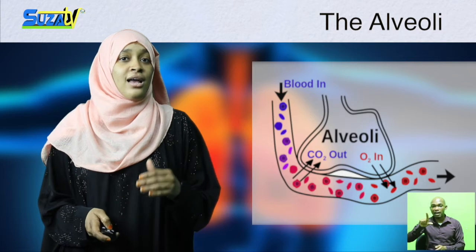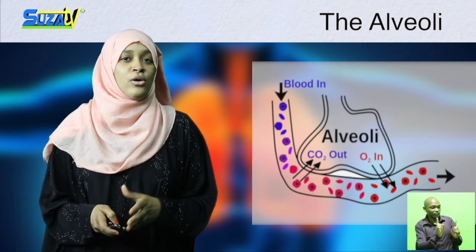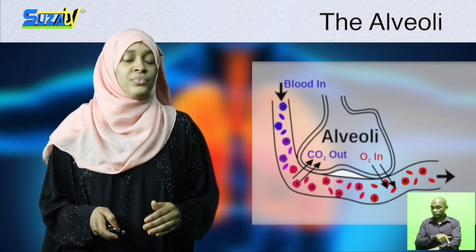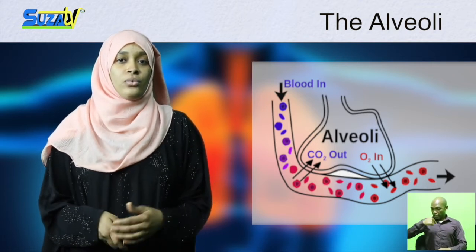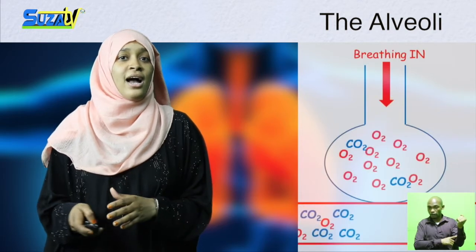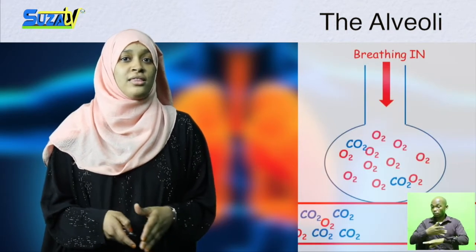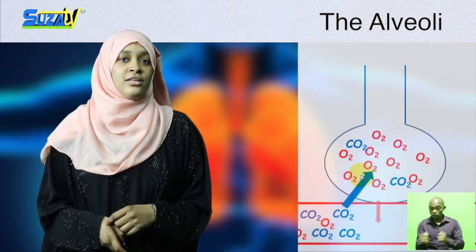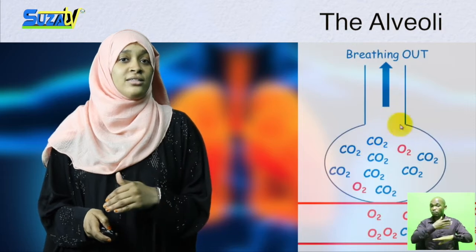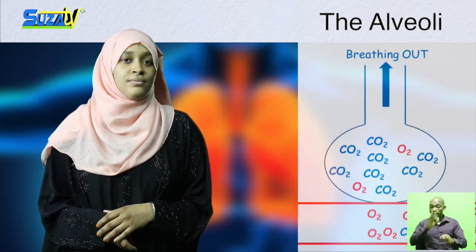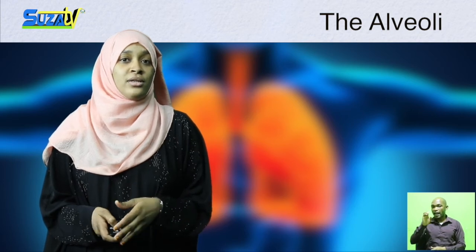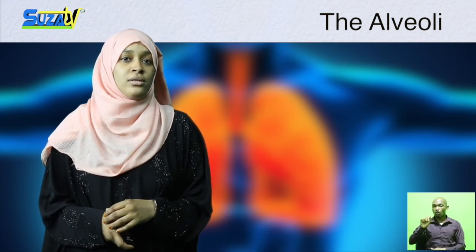Now let's take a single alveolus and see how the oxygen and carbon dioxide exchange between the alveolar membrane and the blood vessels. When we breathe in, air enters the alveolus. This causes a higher concentration of oxygen in the alveolus than in the blood. Therefore, oxygen will diffuse to the blood vessels where there is low concentration of oxygen. In the blood, oxygen binds to the hemoglobin and forms oxyhemoglobin.